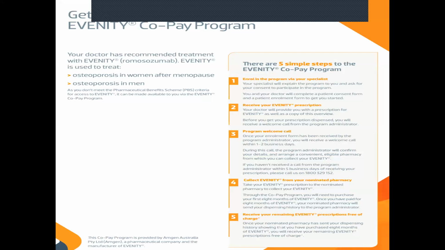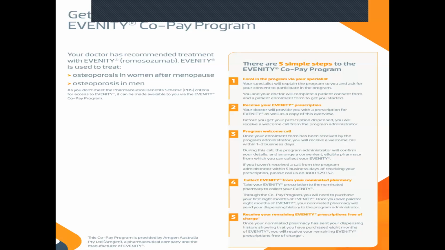Usually a specialist is authorized to enroll patients in the co-pay program. So if you refer them to a specialist practice, we will see if they fit the criteria and we will enroll them in the co-pay program. So 8 months, unfortunately, they still have to fork out 8 months' worth of treatment. That's around $400 a month for about 8 months. And then the subsequent 4 months of therapy is free.